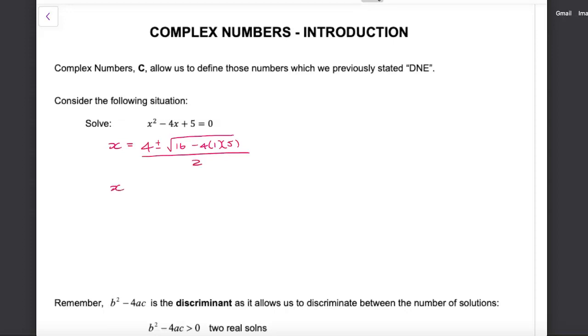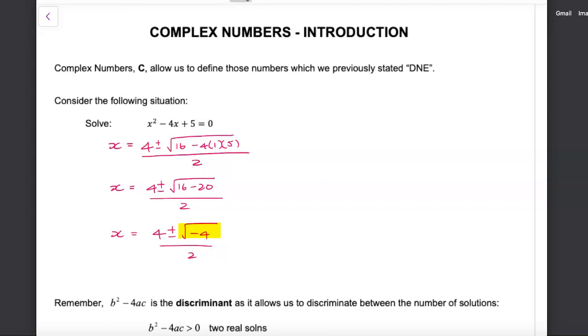If I simplify this, we've got 4 plus or minus the square root of 16 subtract 20, over 2. And this gives me 4 plus or minus the square root of negative 4, over 2. We would say you cannot square root a negative number, so therefore no solutions exist. This tells me that when I graph this quadratic, it doesn't actually intercept the x-axis on our Cartesian plane, which represents real numbers.